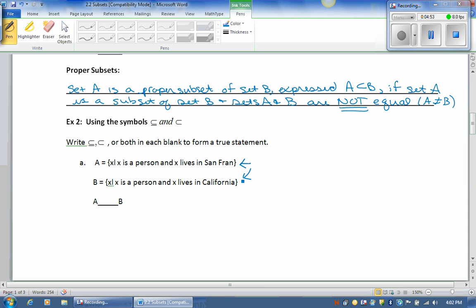So that's the question we have to ask ourselves, okay? Is it a subset or is it a proper subset? I would say that every person who lives in San Francisco is also a person living in California, since San Francisco is in California. So we can say that this would be a proper subset, okay? Because yes, A is a subset of B, but A is not exactly the same as B. I'm not saying everybody lives in California and then everybody lives in California again. Okay, so that's what we call a proper subset.